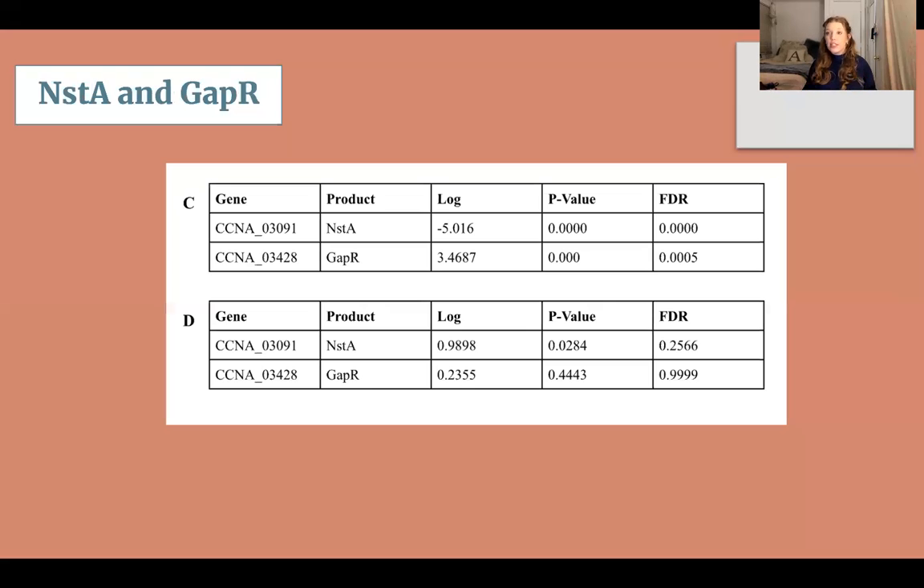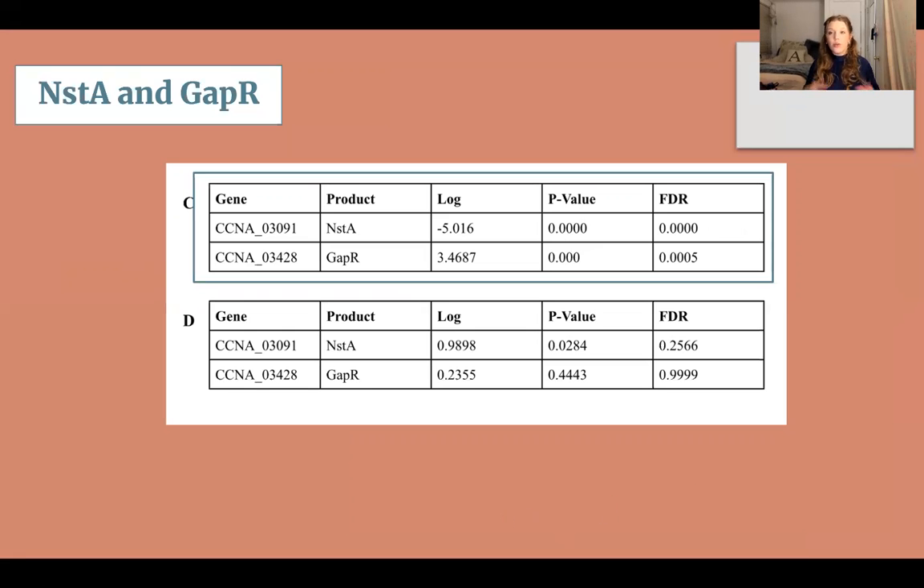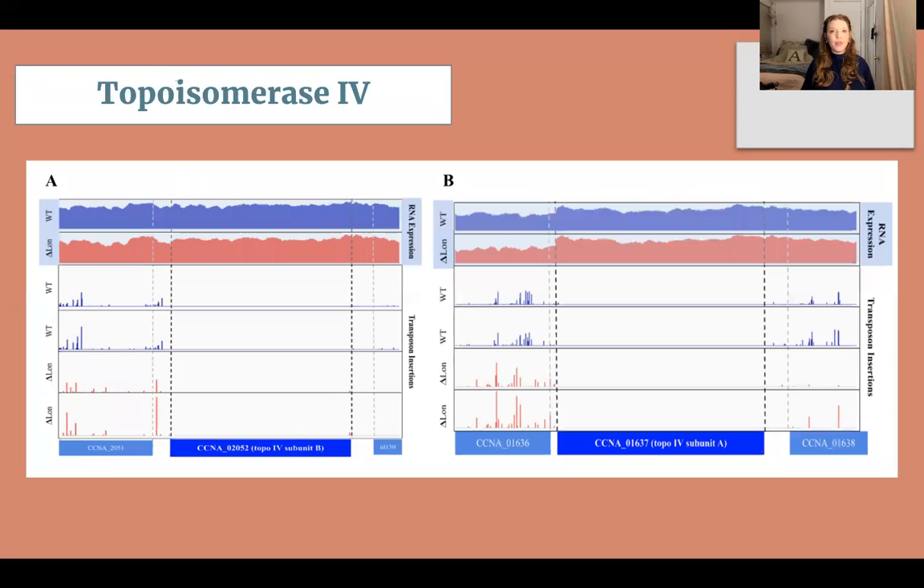So looking here at the statistical data of NSTA and GAP-R, we're able to see that the top here is the transposon sequencing data and the bottom is the RNA sequencing data. And we're actually able to see a different type of fold difference within the GAP-R and the NSTA. So here we're saying GAP-R has more insertions and NSTA has less. And actually these values are significant. They both have p-values of less than 0.05, and they also both have false discovery rates of less than 0.05, which is very important because those values are significant now.